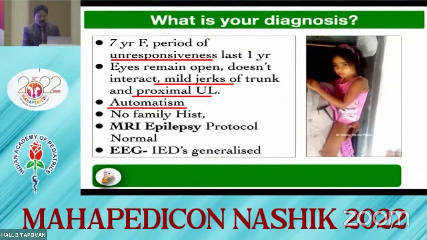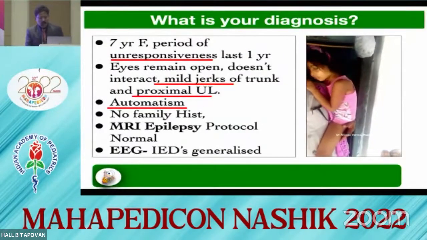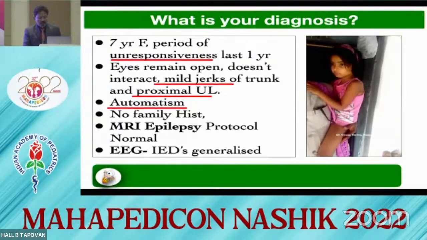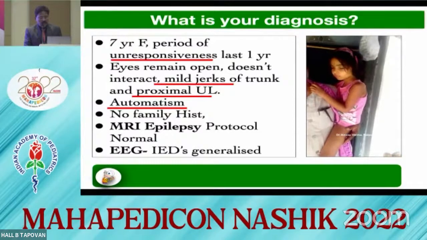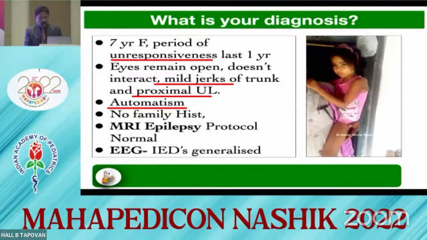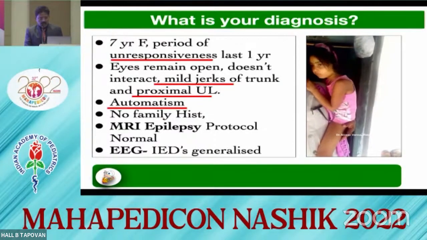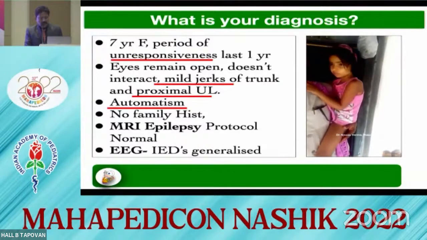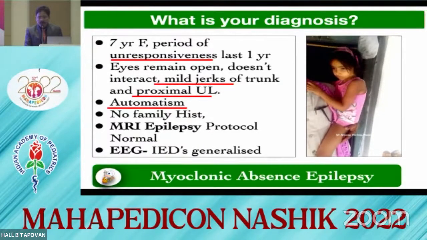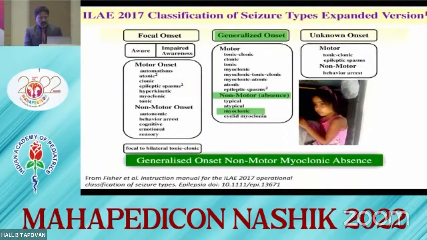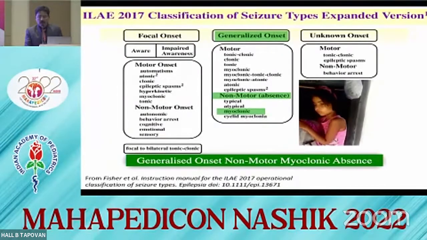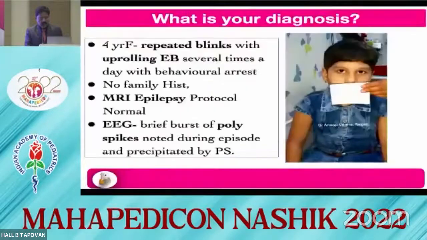Another patient becomes unresponsive, with mild jerks you are seeing, especially in the upper limb. See, this is myoclonus, and the MRI epilepsy protocol is normal. Interictal discharges were there. It was generalized in nature. It was myoclonic absence epilepsy. And if you classify according to this classification, it was generalized onset, non-motor, myoclonic absence epilepsy.